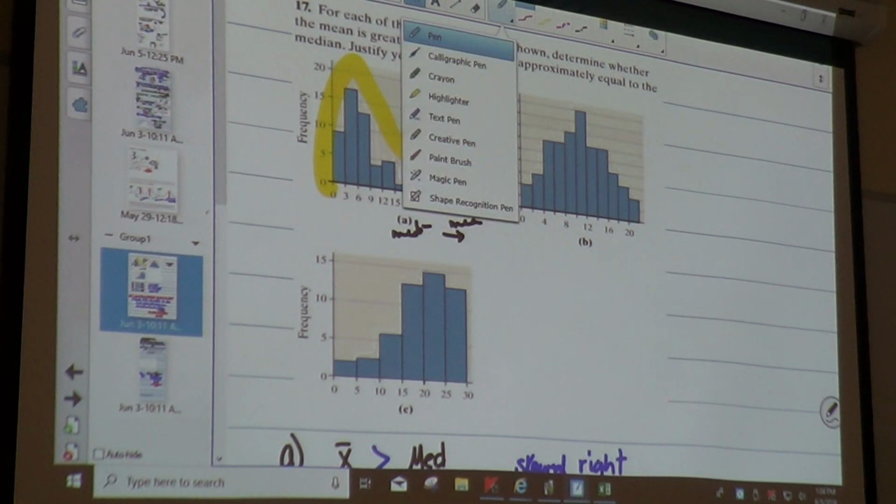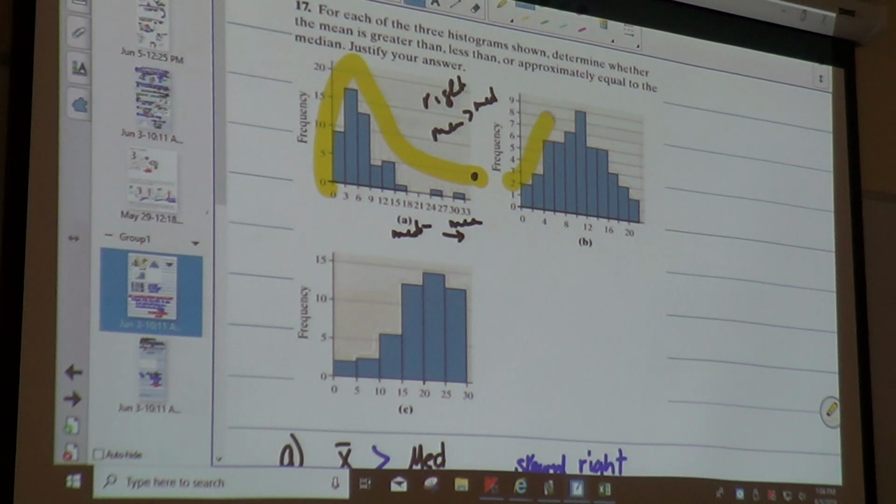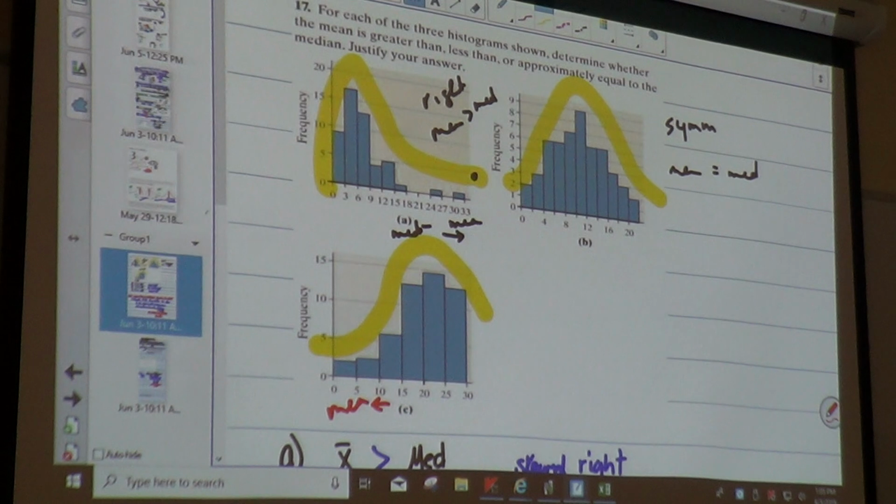Tell me about the next one. That one's going to be symmetric. Tell me about the mean and the median. They're going to be equal. Tell me about the next one. The mean will be less than the median. So here the mean is going to be that way, and the median is going to be closer to the home. So the mean is going to be less than the median.